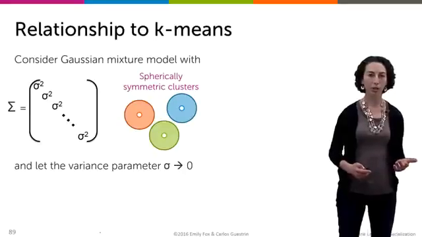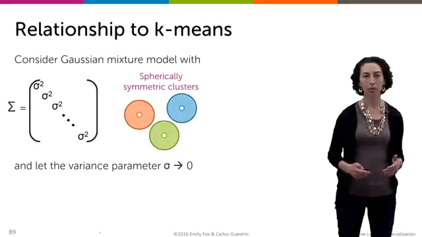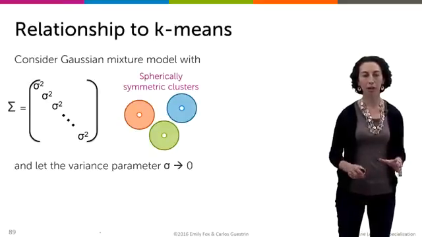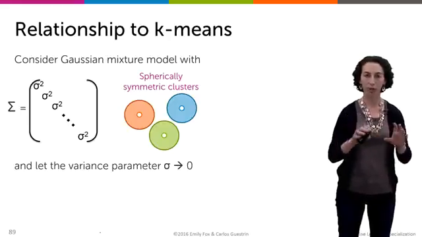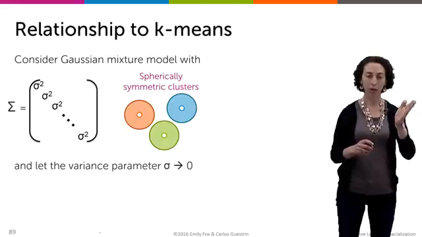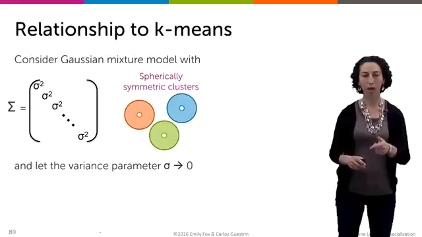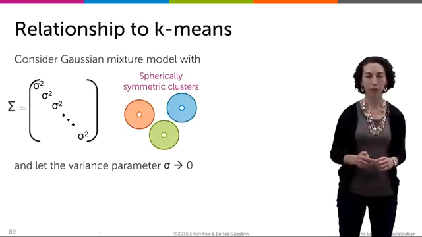Finally, I wanted to draw a connection between EM for mixtures of Gaussians and our k-means algorithm. To do this, let's consider a mixture of Gaussians where we have spherically symmetric Gaussians that are the same between the different clusters, just having different cluster centers. So this is equivalent to having covariances that have sigma squared along the diagonal, and this sigma squared is exactly equal along every element of this diagonal. So this is going to be the covariance matrix associated with each of the different clusters.